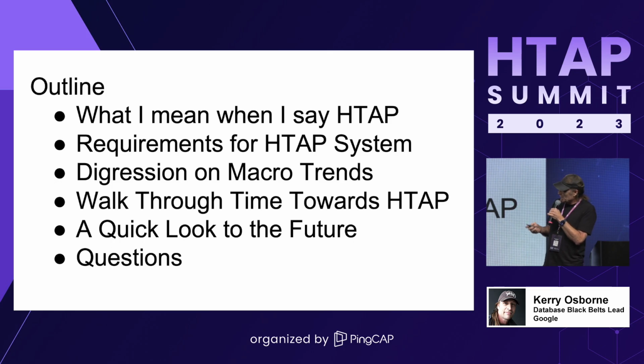So, a quick outline. I won't read all that, but basically I'm going to run through some things. The main part of it will be a walk through time of how we got here. What did we do and how did we end up in the space we are in now?